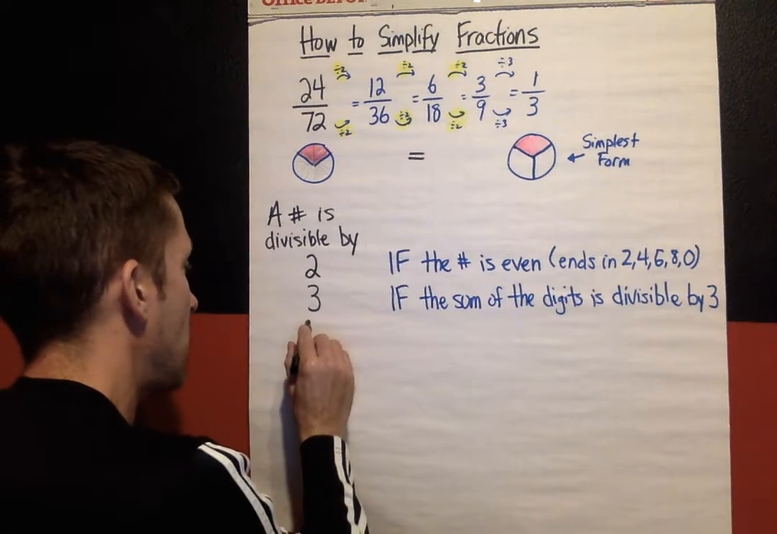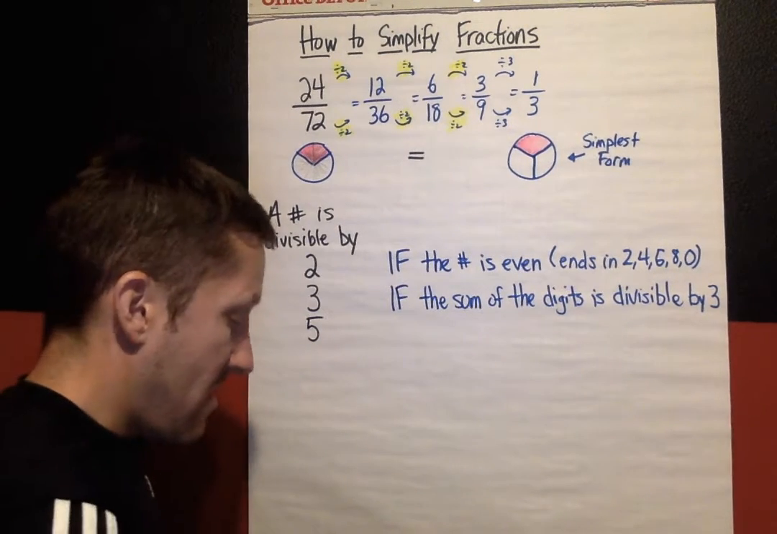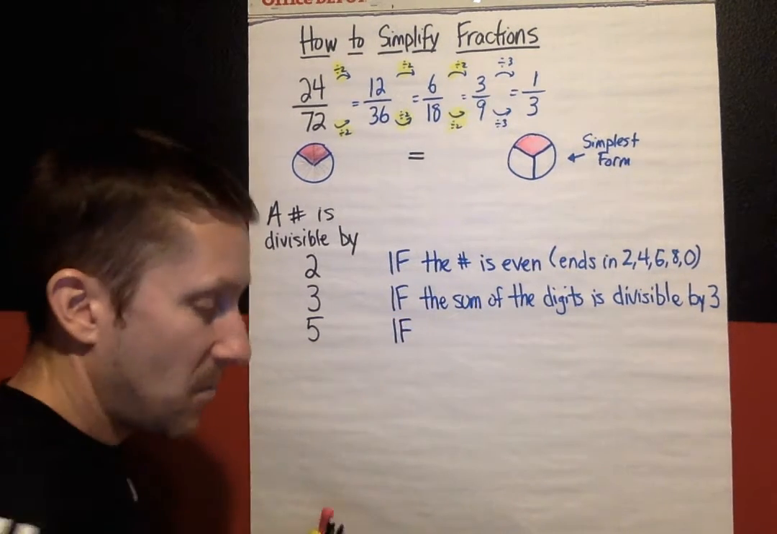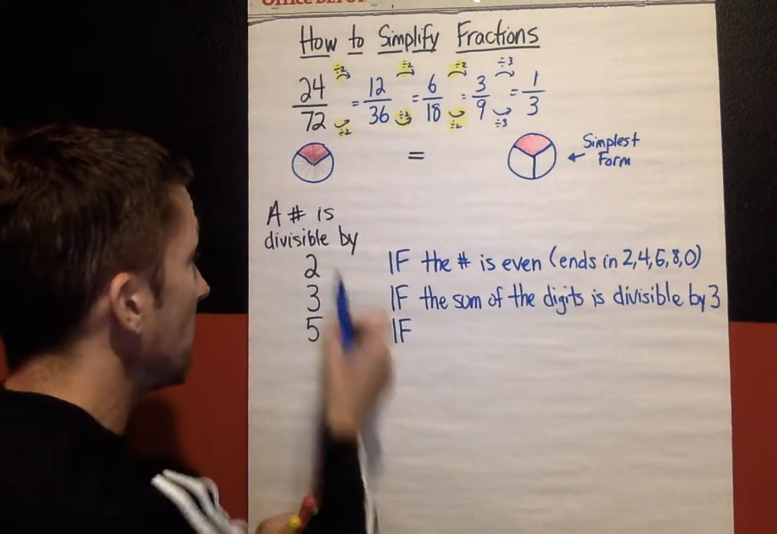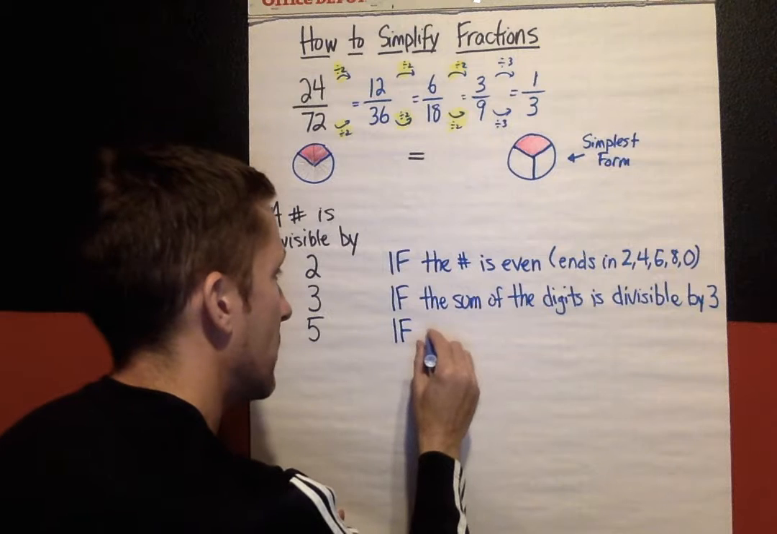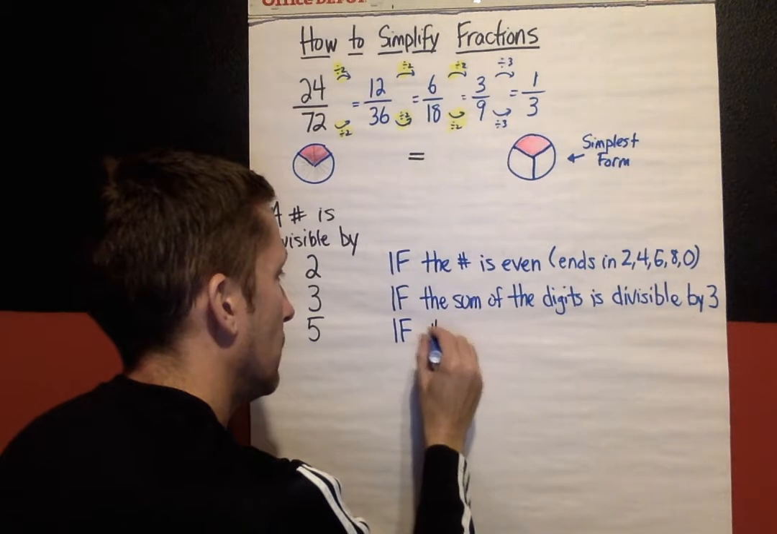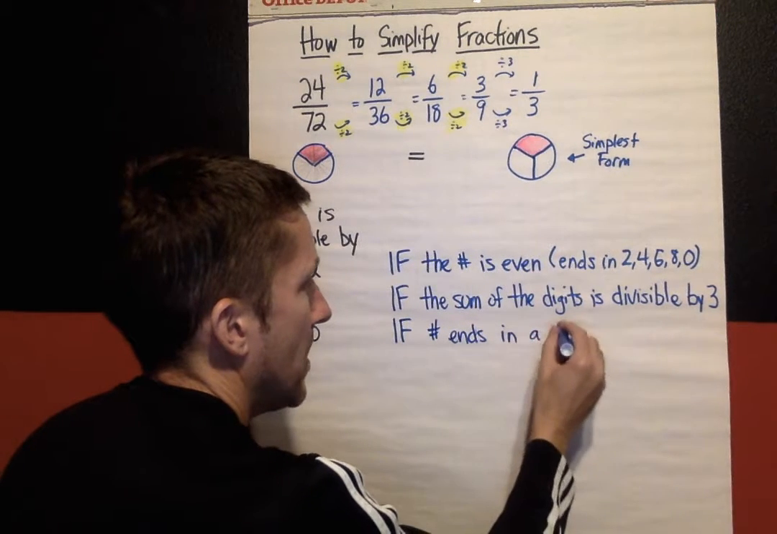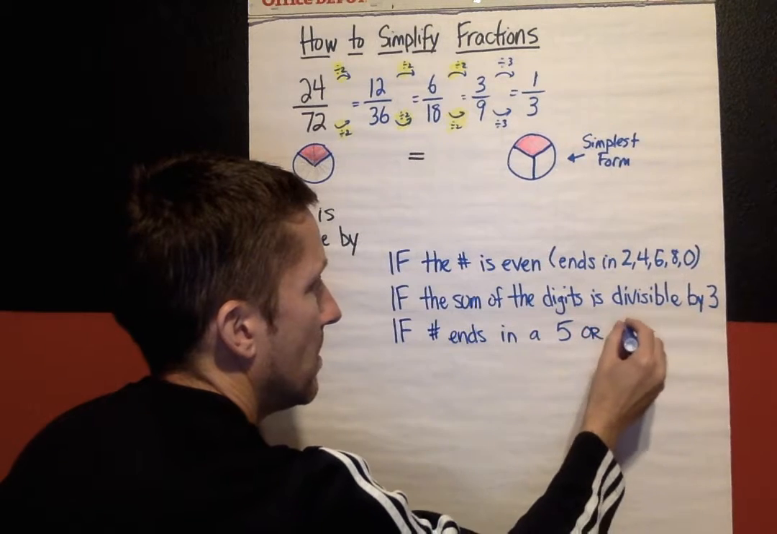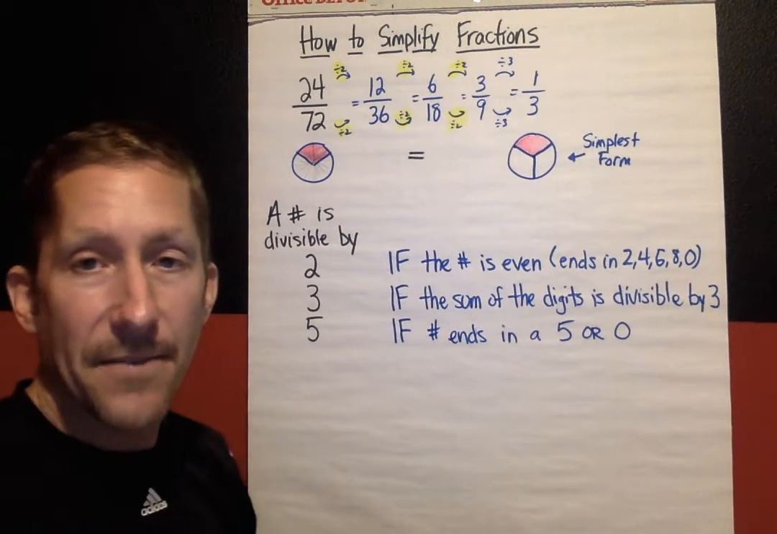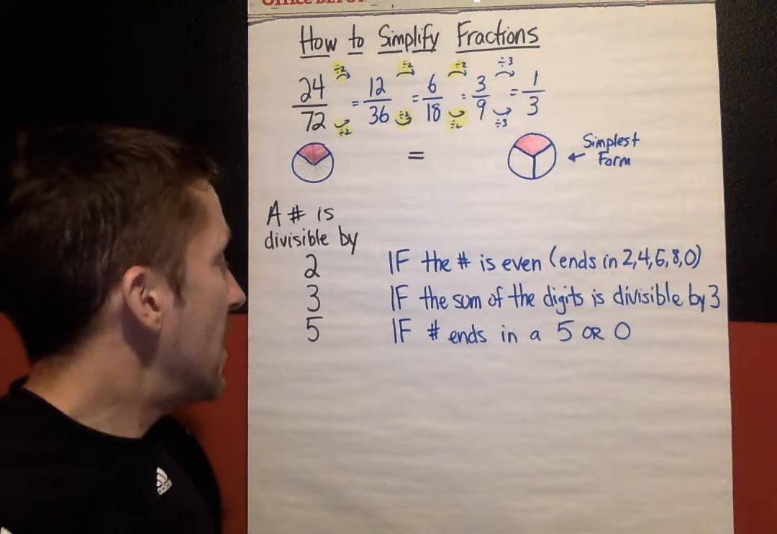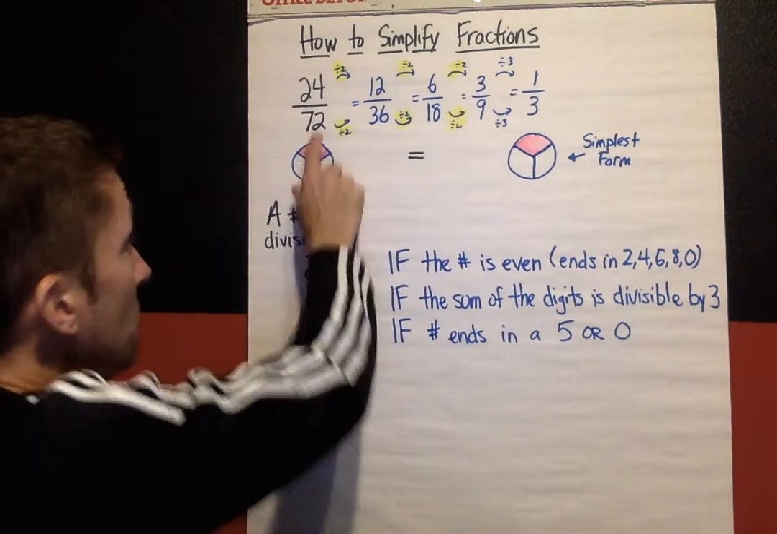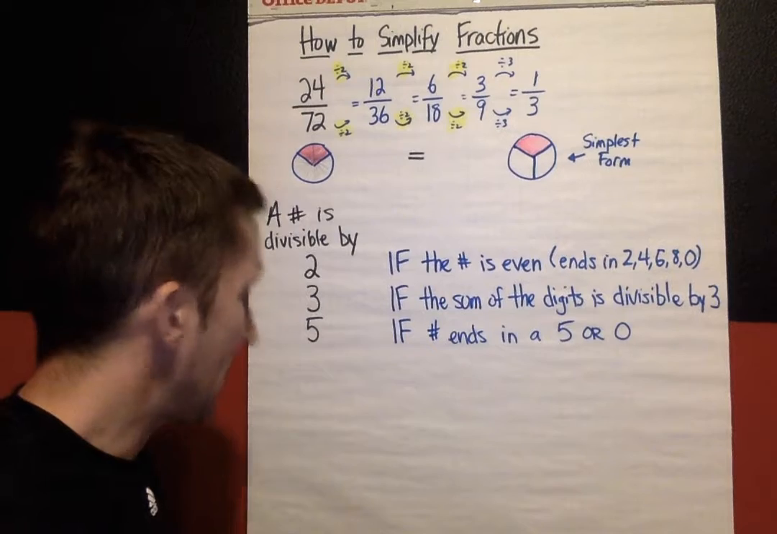Some other useful ones that you might already know. 5, most kids can recognize 5. A number is going to be divisible by 5 if that number ends in a 5 or a 0. If you count by 5s, 5, 10, 15, 20, 25, 30, they end in either a 5 or a 0. So quick glance, if it ends in a 5 or a 0, which these don't, okay, so 5 is not a factor.